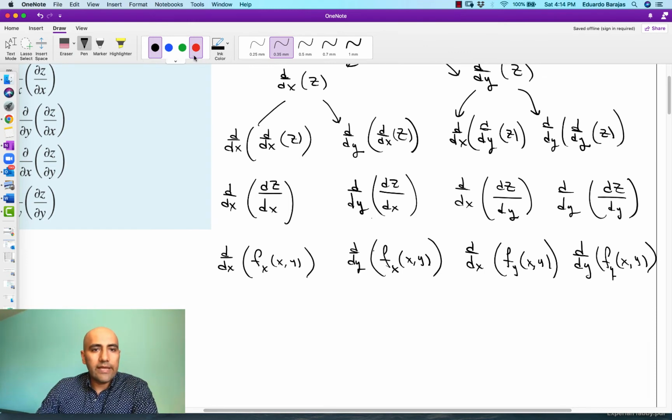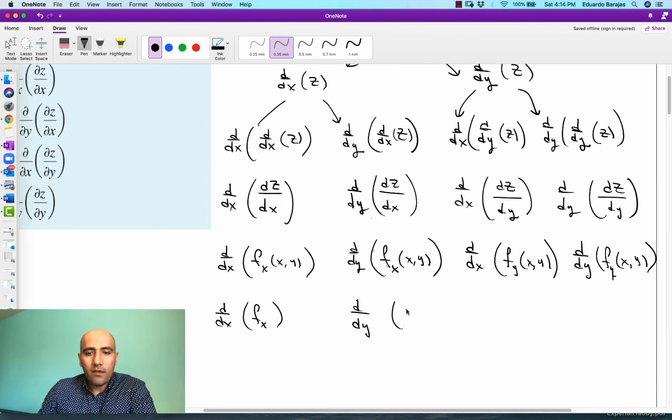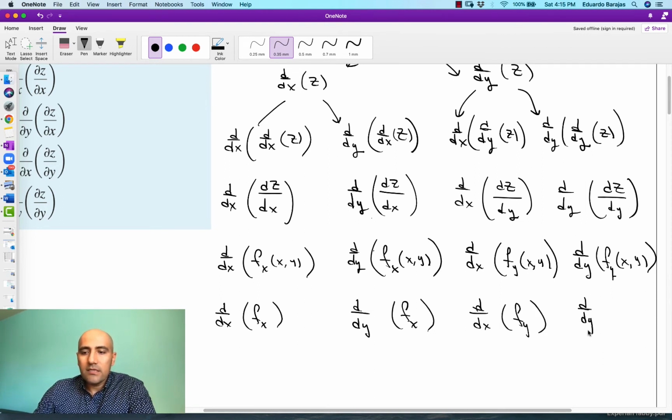Maybe I should put like little lanes. I'll do that in a second. Okay, also, this is ugly notation, so often you just see this, d dx of f sub x, kind of dropping out this x comma y, d dy of the f sub x, and d dx of the f sub y, and d dy of the f sub y. Okay, it's a little bit less messy.